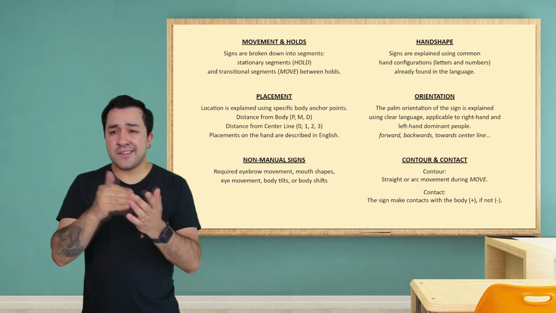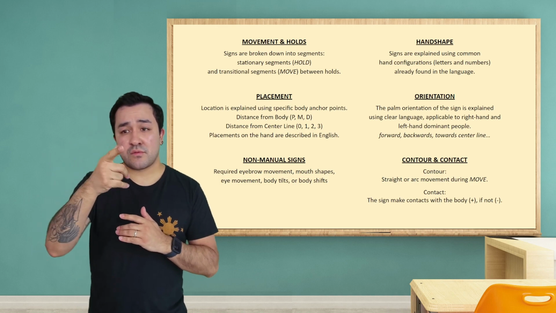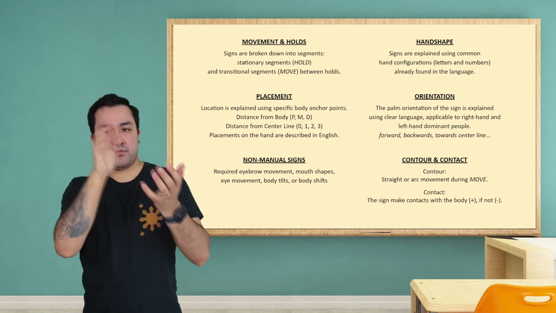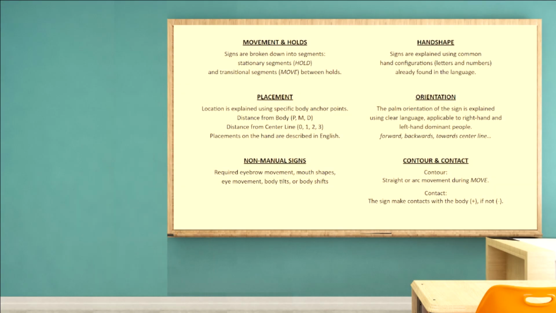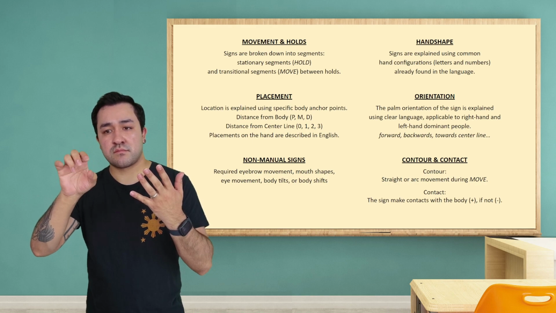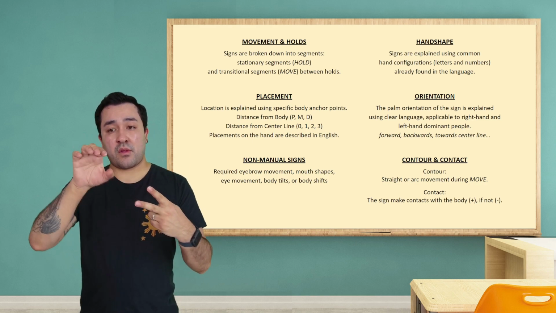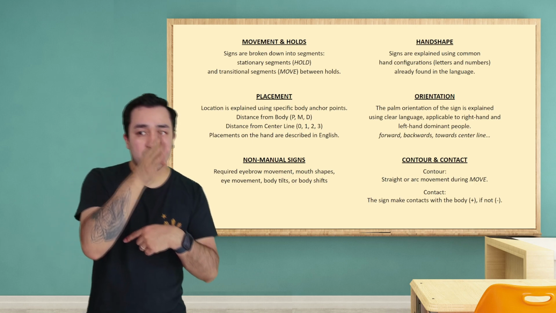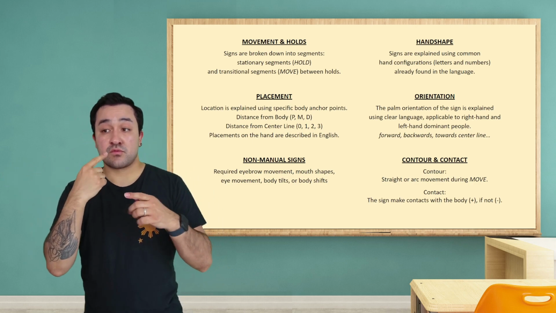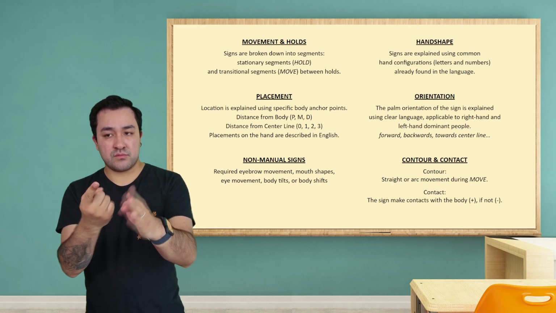Orientation has not changed. A reminder to avoid words such as left or right, as it will change the production of the sign if the signer has a different dominant hand. Non-manual marks or non-manual signs are described in English. 2 additions this model adds are contour and contact. Contour informs the signer if the movement is straight or arc, curved.